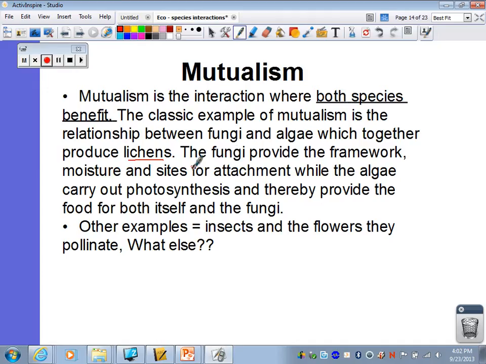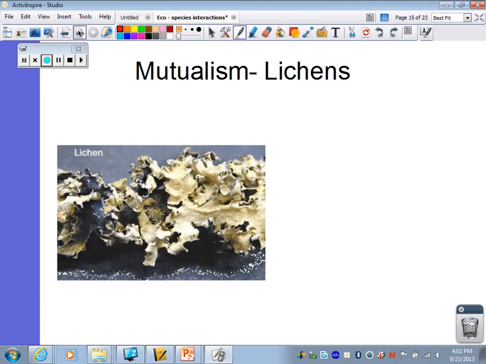So lichens here, it tells us that lichens are actually a relationship between fungus and algae. The fungi provide the framework and the moisture and sites for attachment, while the algae carry out photosynthesis and provide nutrients to both itself and the fungus. Now, if you don't know what a lichen is, as soon as I show you a picture, you'll know exactly what I'm talking about. There are these crusty little things that you see on tree bark and out on rocks in the woods. There's a lot of different types of lichens, but it's actually 2 organisms living together. It's fungus and algae living together, and they both help each other out.